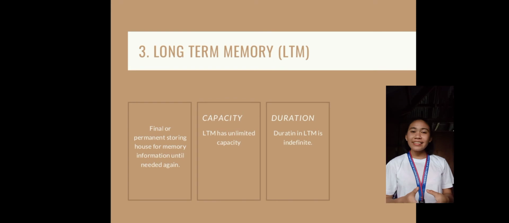Back again to the last stage of the memory process, which is long-term memory or LTM. It is the final or permanent storing house for memory information until needed again. Example, birth date, wedding anniversary, and even directions to your home. These are the information that has been pinned in our minds. Sometimes there is information that we thought we forgot but is still stored in LTM. Its capacity is unlimited and duration is indefinite or unknown.